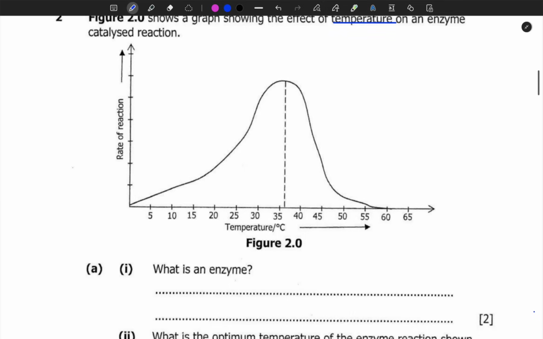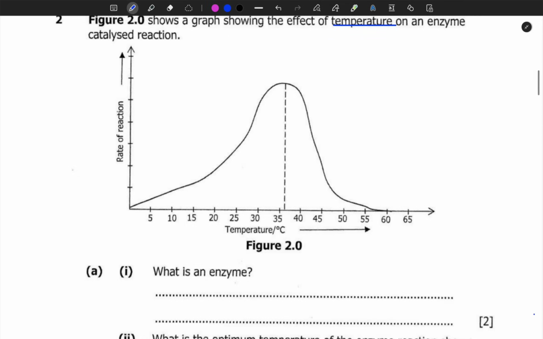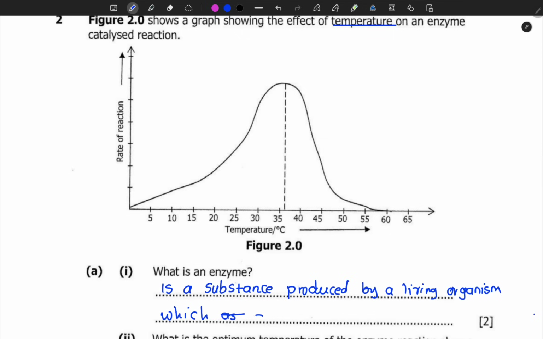The first question is, what is an enzyme? So an enzyme is not a catalyst, but it is a substance that is produced by a living thing which acts as a catalyst. So it only acts as a catalyst, but in actual sense it's not. So we'll say it is a substance produced by a living organism which acts as a catalyst. You can give the definition that you know.